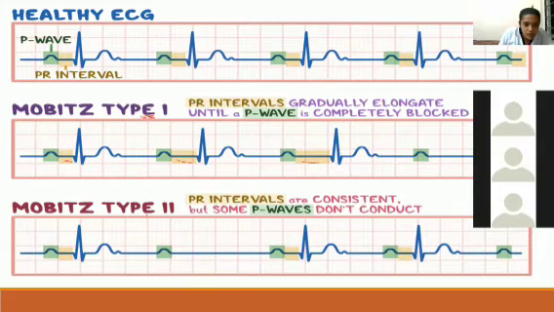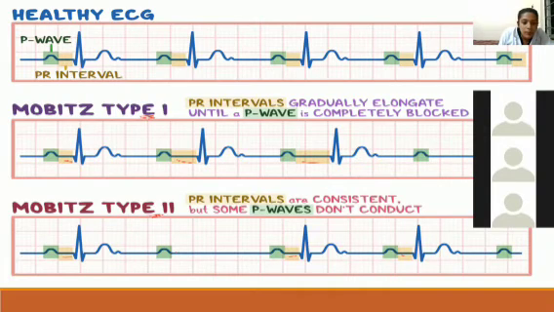Then Mobitz type 2 of second degree, what will be there? The PR intervals are consistent, but some P waves won't conduct at all. In type 1 we know that elongation will happen and then one P wave won't conduct. But here we cannot say anything. The PR interval is the same wherever the P wave is conducting. No elongation is happening.